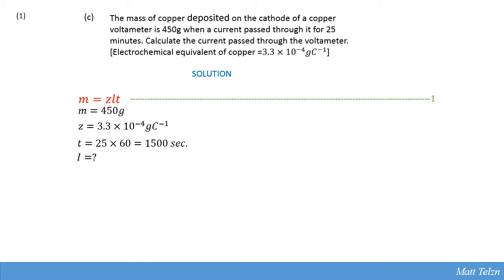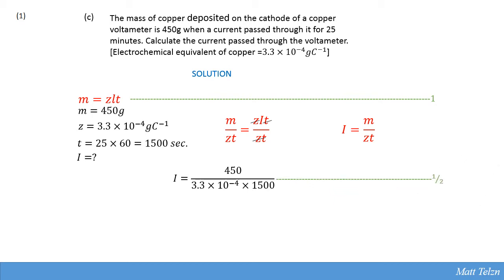Having written the formula, the next thing is to make the subject of the formula what you are asked to calculate, which is our current. How do we make it the subject? Just divide both sides by Z and T to allow your I to stand alone. There is no mark allocated in this simplification. Let's see where marks are allocated. Now when you cancel out, I will be equal to m all over Z T. Now the correct substitution is your mass, and so on.